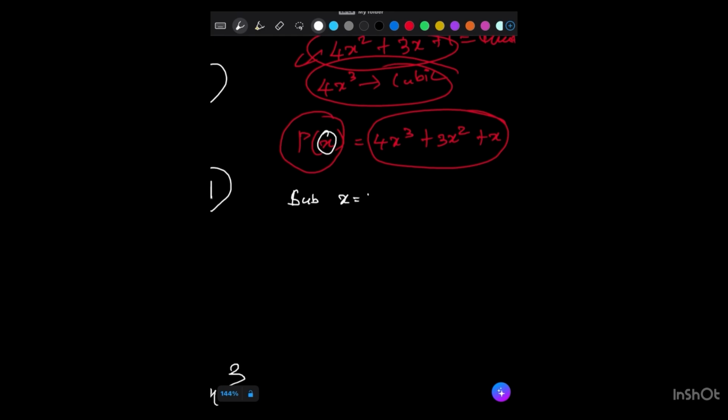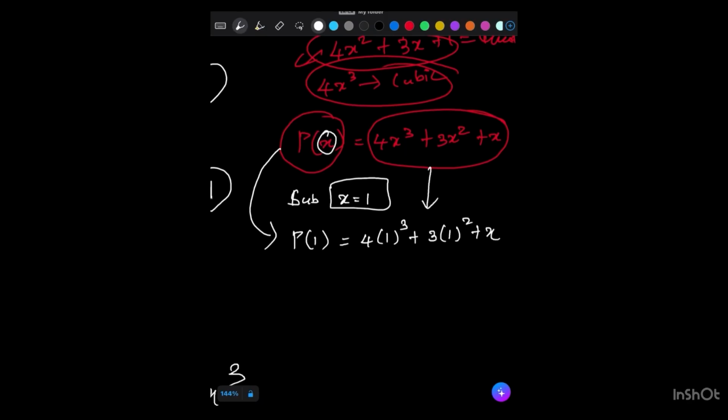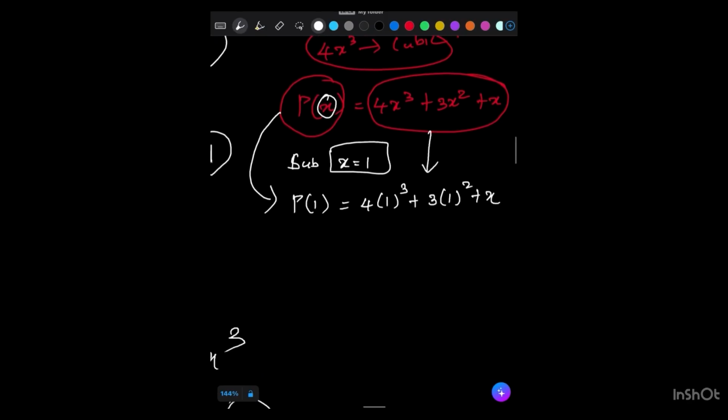Substitute x is equal to 1. Then p of x will turn into p of 1, because wherever there exists x, you need to replace x with 1. So p of 1 is equal to 4 cube plus 3 square plus... I'm writing this from here. I hope that you can understand that.